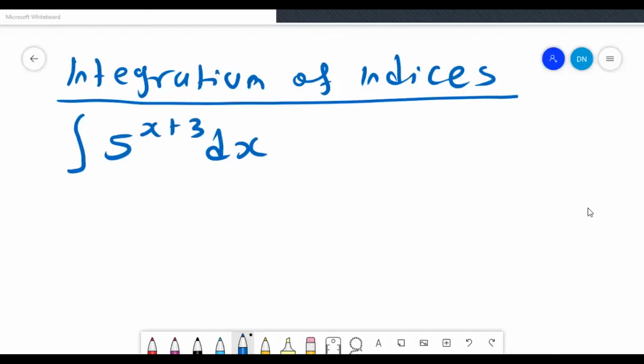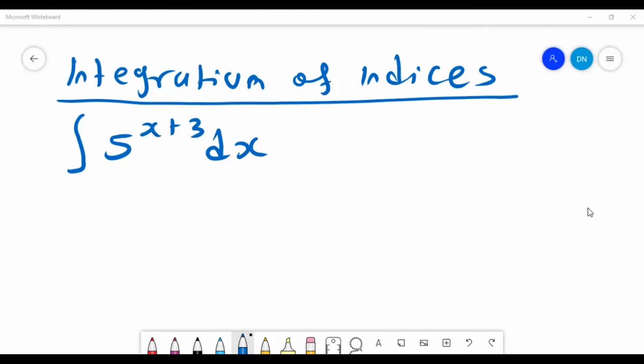The integration of indices is what we want to look at. We have an example of 5 raised to power x plus 3 dx. Note that when we are integrating, the base should always be x. And in our case, the base is a number and the power is the x. So we want to interchange the equation in a way that we can make the base x.